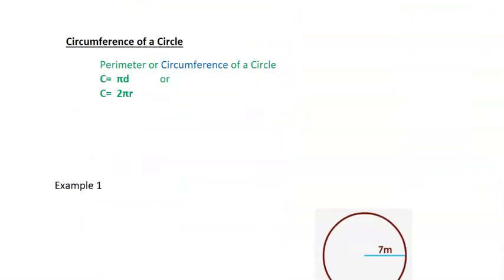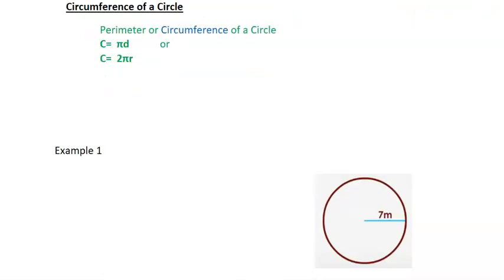Circumference of a circle. So when we're calculating the circumference of a circle, we're talking about the perimeter. And you might use circumference equals pi d, or you might use circumference equals 2 pi r. Doesn't matter really which one you use, as long as you know that that's pi multiplied by the diameter, or 2 multiplied by pi multiplied by the radius.